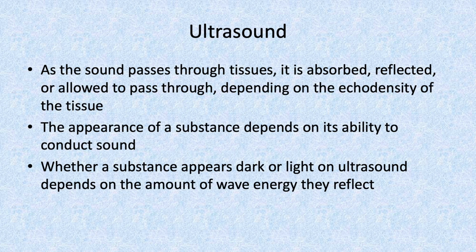As the sound passes through tissue, it can be either absorbed, reflected, or just pass through. This depends on the echo density of the tissue. So the appearance of the substance depends on the ability of the substance itself to conduct sound. Whether a substance appears dark or bright on the ultrasound depends on the amount of wave they reflect.